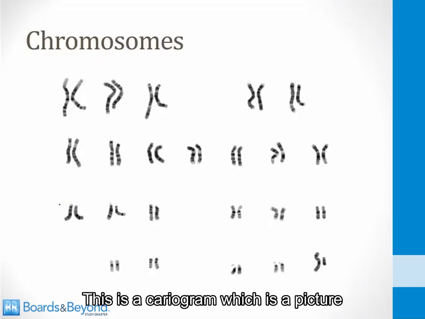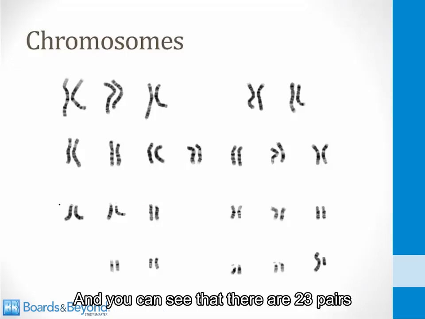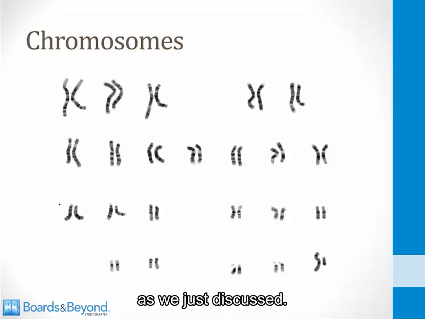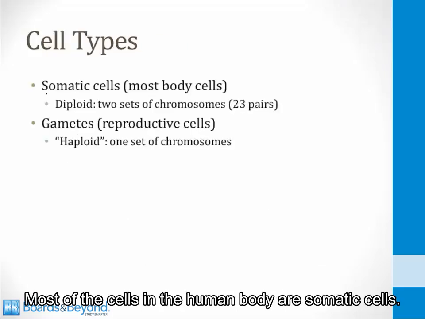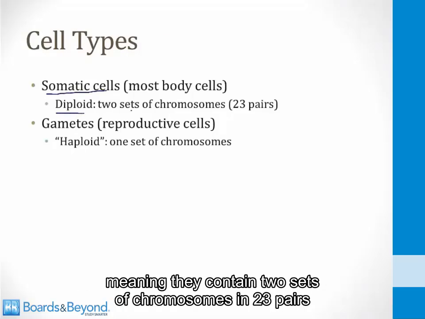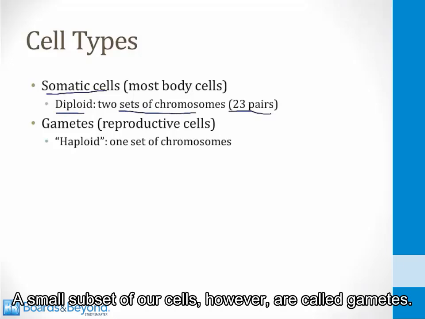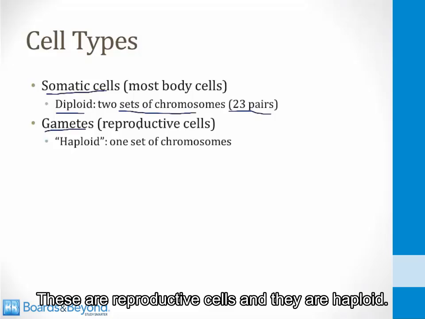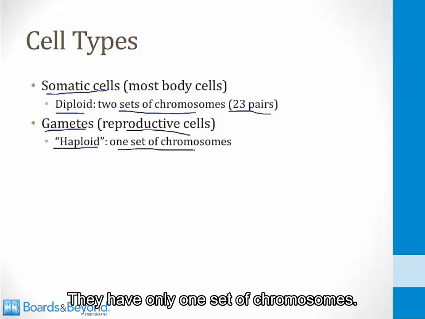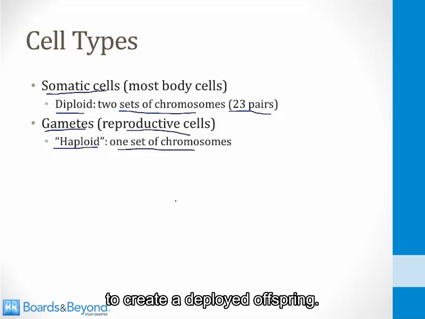This is a karyogram, which is a picture of the chromosomes inside a human cell, and you can see that there are 23 pairs as we just discussed. Most of the cells in the human body are somatic cells. These cells are referred to as diploid, meaning they contain two sets of chromosomes in 23 pairs like we just saw in the last picture. A small subset of our cells, however, are called gametes. These are reproductive cells, and they are haploid. They have only one set of chromosomes. They're designed to merge with another haploid cell to create a diploid offspring.